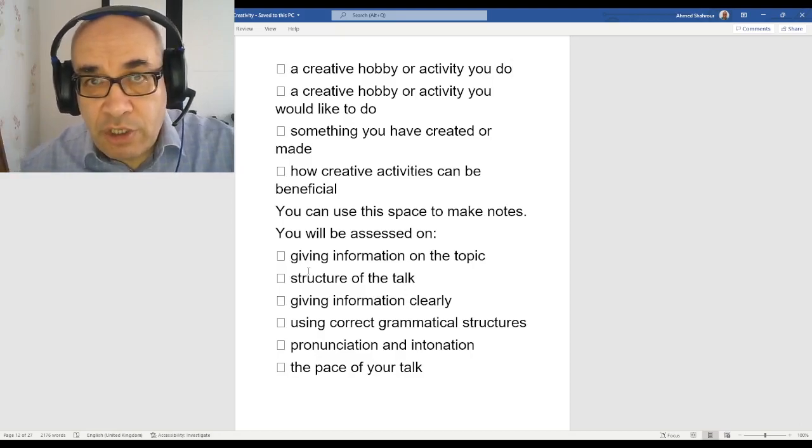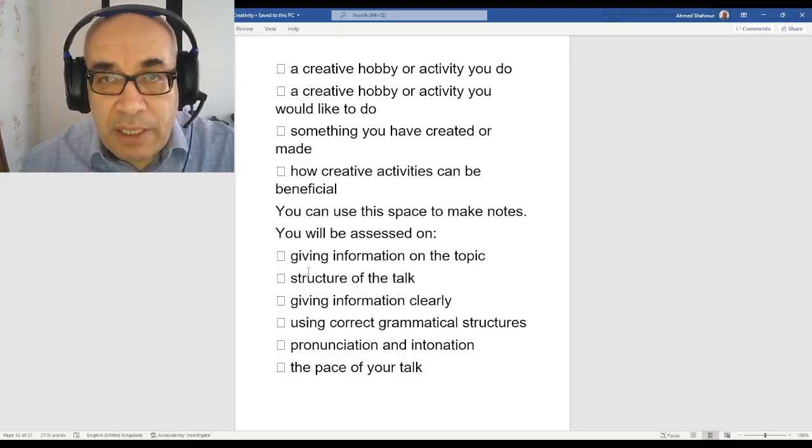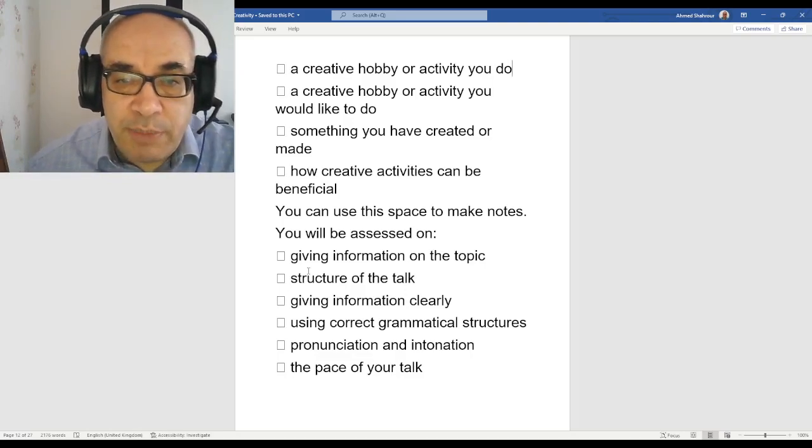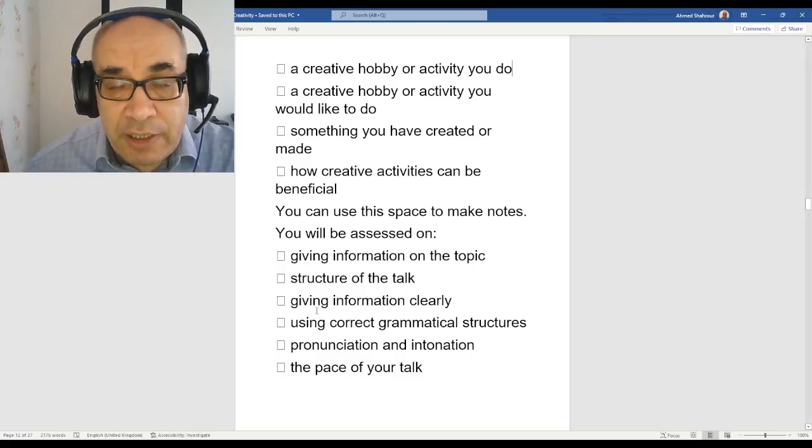And this is the introduction and the conclusion, or the beginning and the end of the talk, and the points you speak about in the talk. So this is what we call the structure of the talk. Do you give information clearly?